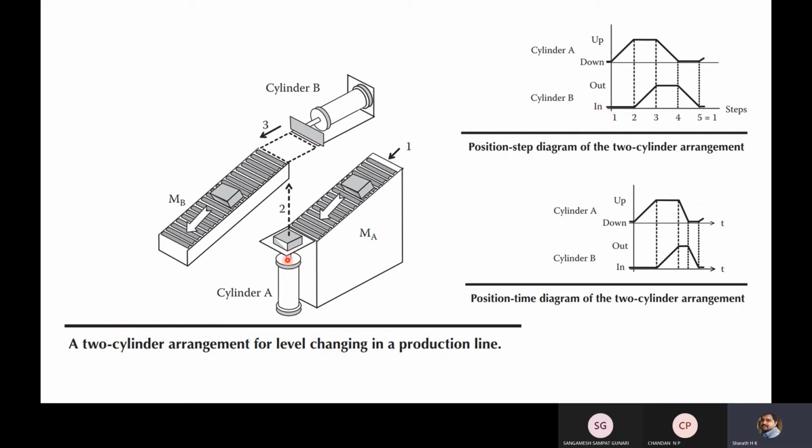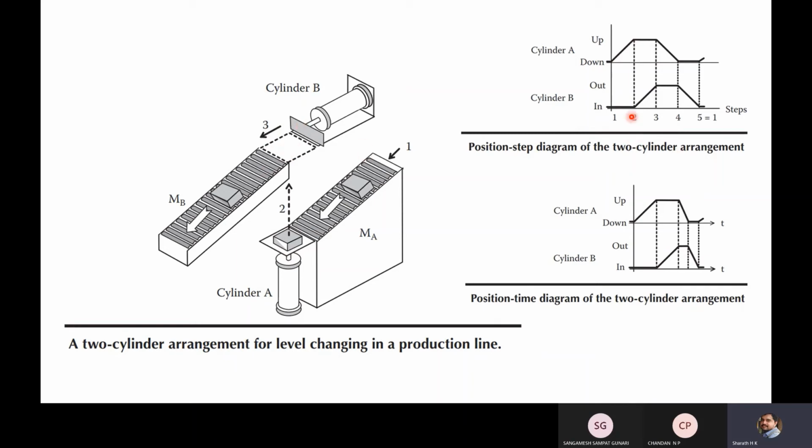Next, after the first step, what will happen? You have to have the extension stroke of the cylinder. Since you have to move this component from this location to this, there must be extension stroke of cylinder A. First step is cylinder A extension stroke, whereas cylinder B will remain idle. There will be no extension stroke of cylinder B. It is in the same position, that is, in. Whereas cylinder A has its extension stroke. It will go up and reach this position. That is the first step.